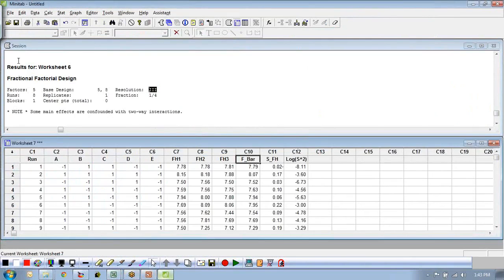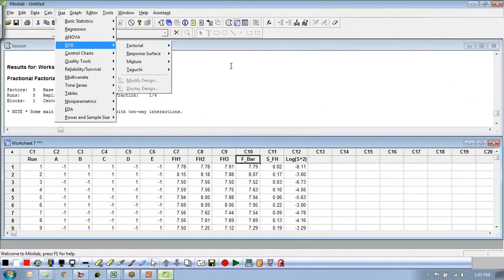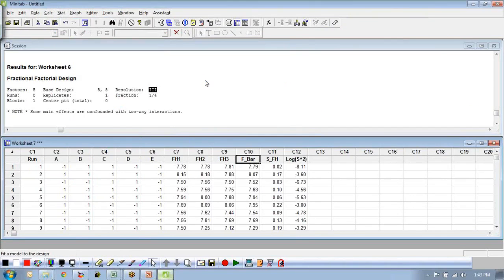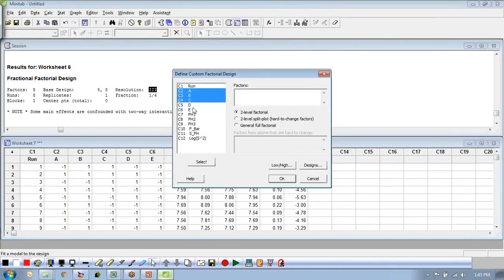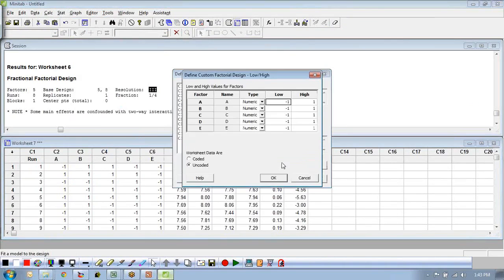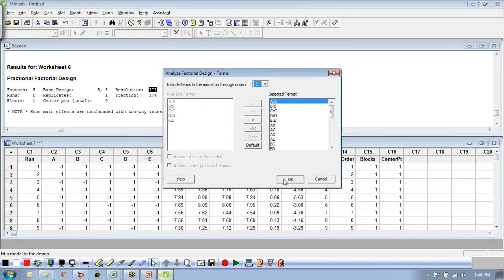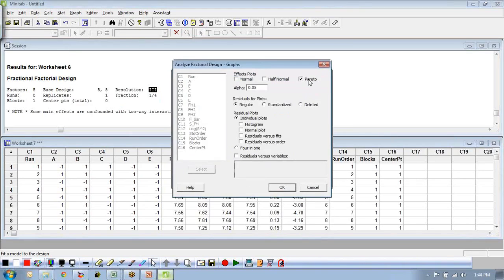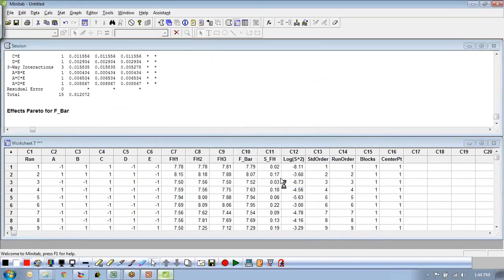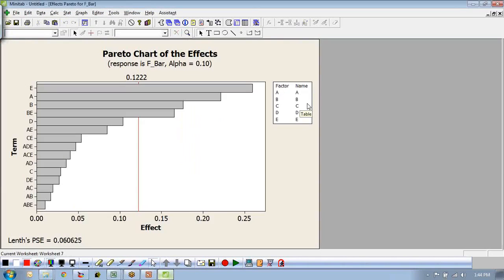Okay, so in this case, we want to do F bar. Let's just go ahead and analyze that. Five factors, low, high. Here's my F bar. I'll keep them all. Graphs, Pareto, 0.1. And there I go. So I get a couple of interactions. I get A, E, B, and B, E. So I go ahead and analyze the rest of that.